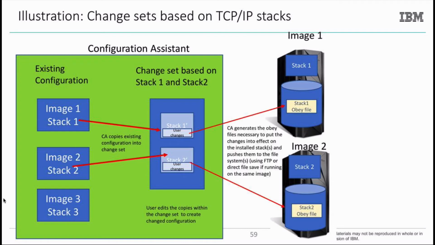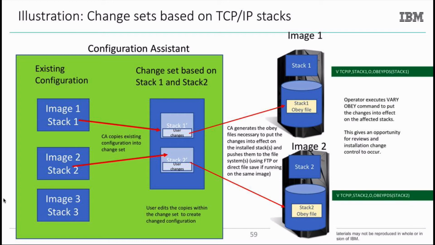And then when you install it, Configuration Assistant generates the obey files necessary to put the changes into effect using FTP or direct save, and then your operator runs the variobey command to apply those change sets. Like I said, that was the feedback we got. That's how customers wanted to do it. They didn't want us doing it without them having a chance to review the files.